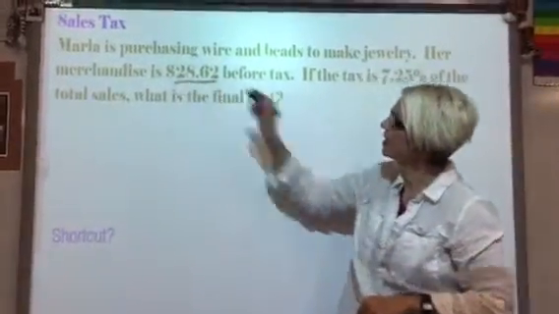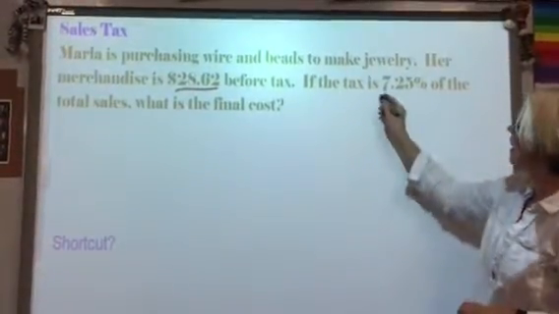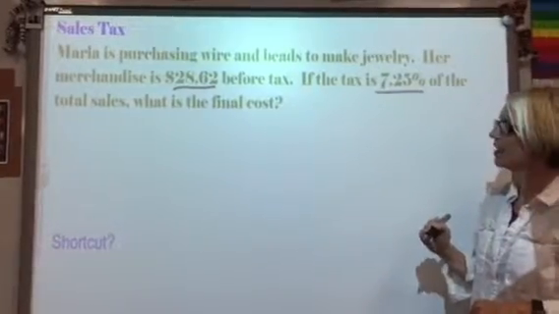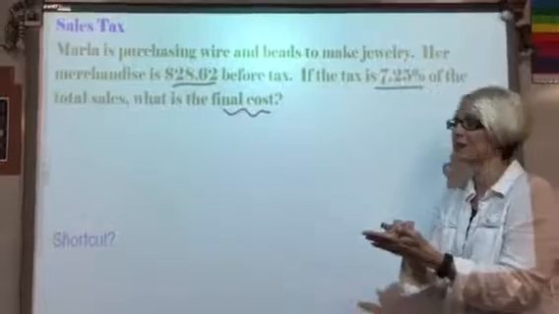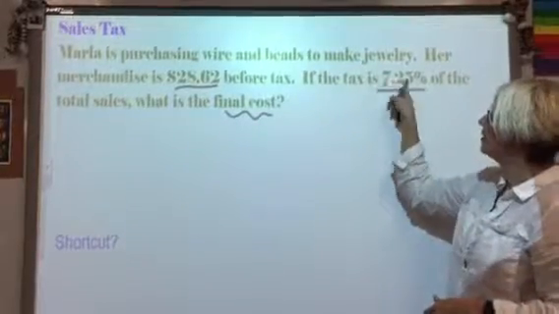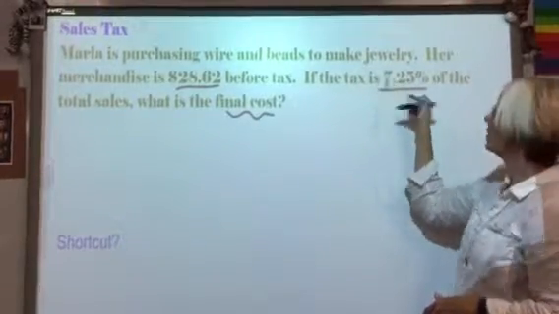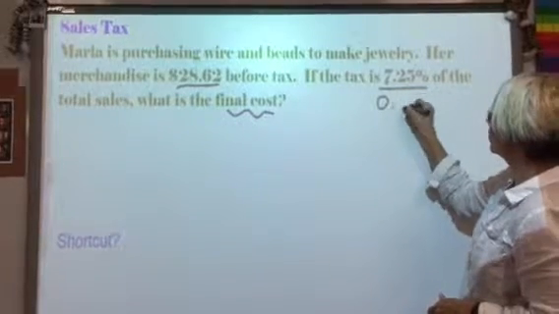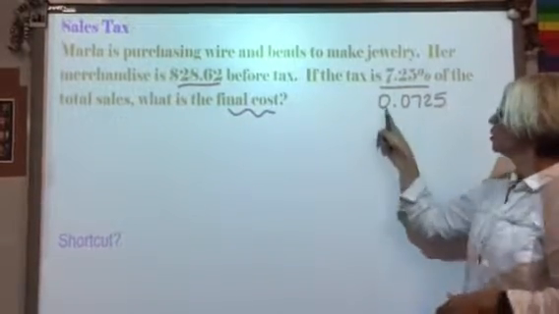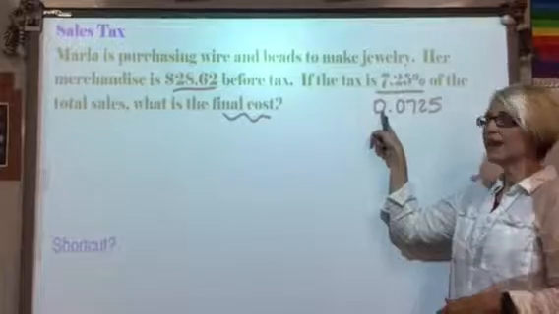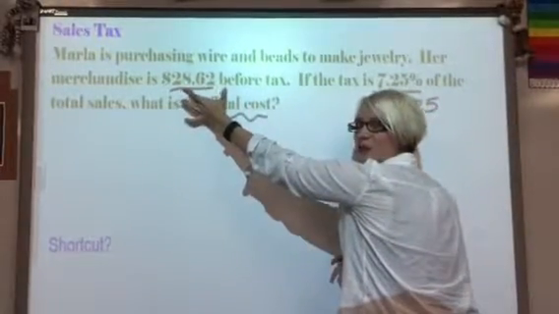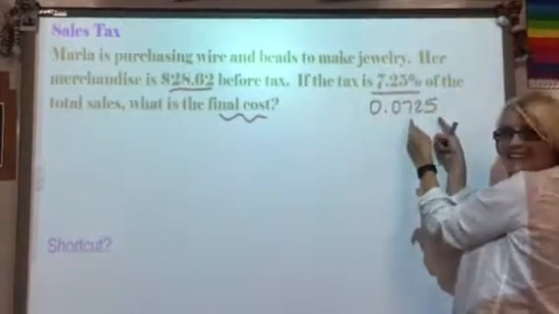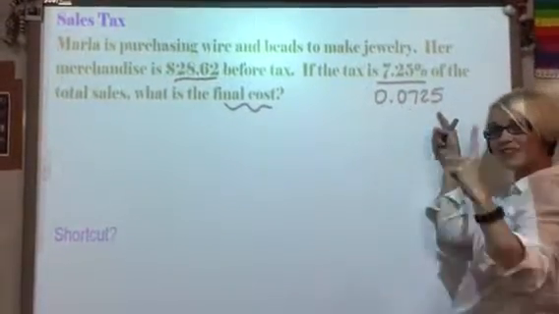Her merchandise is $28.62 before tax. And if the tax is 7.25%, I want to find the final cost. Well, here's what you can do. You can do it in one step. You put a 1 in front of this decimal. 7.25% is 0.0725. You put a 1 here. And what happens is when you multiply, it'll take that $28.62, that whole amount, and then add this sales tax in for you in one step.